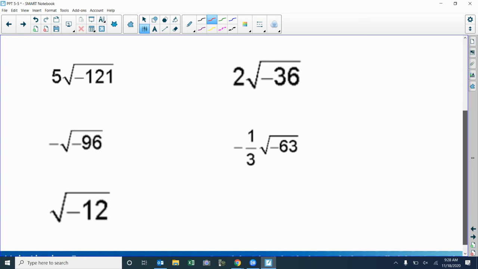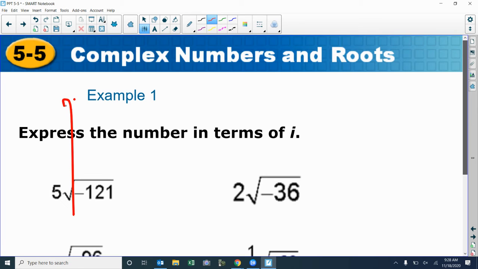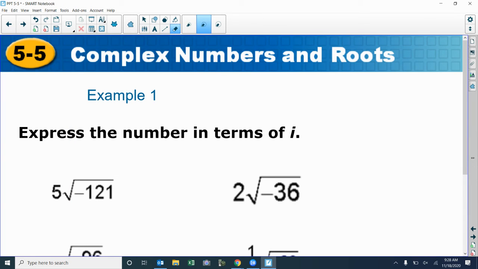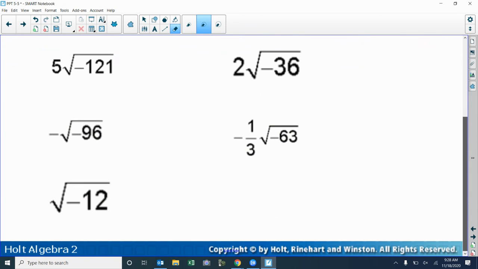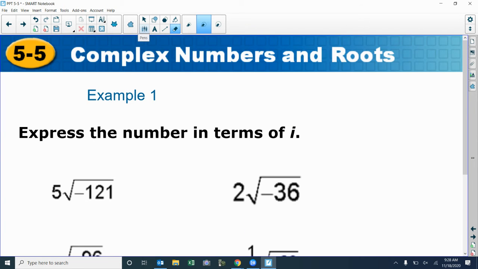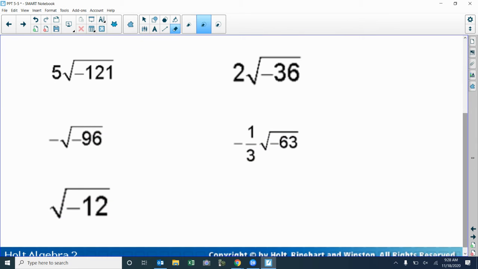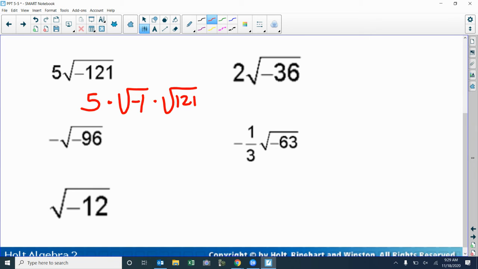So for these first ones, we'll break it down really in a lot of detail. This is going to be 5. Whoops, there we go. Let's see if we can make that happen again. Please cooperate. Okay. We're going to have 5 times the square root of -1 times the square root of 121. Notice I've just kind of taken the square root of -1 out. Now, you don't have to do that. I'm just doing it this time so you can see how we're breaking stuff down.